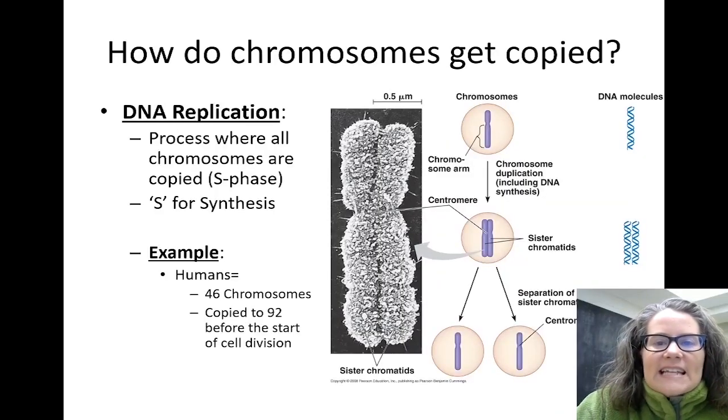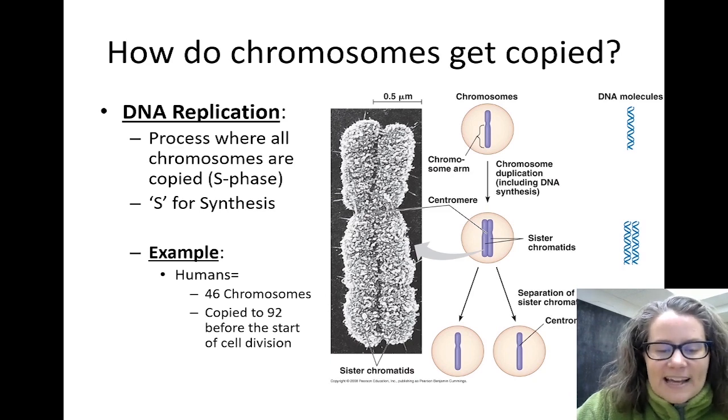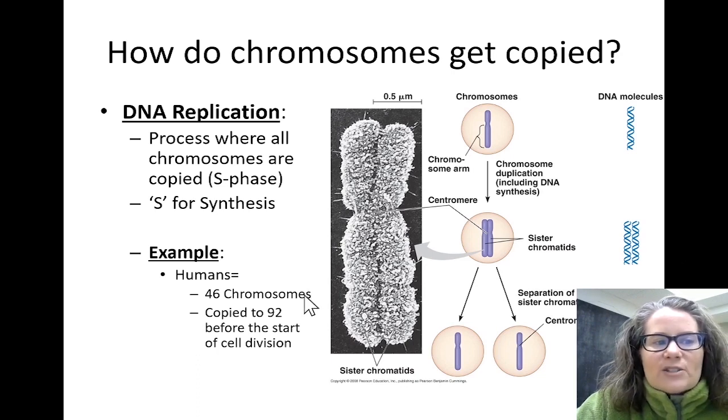So I want to dive into S phase and talk about what happens with DNA replication. DNA replication is the process where you're going to copy all of your chromosomes. This is important because you don't want to make new cells and then have nothing to put in them, right? That doesn't make sense. And so S is for synthesis. At the end of this phase for a human cell, if you look over here, you start with 46 chromosomes in a human cell, and you will have 92 potential chromosomes at the end of DNA replication.